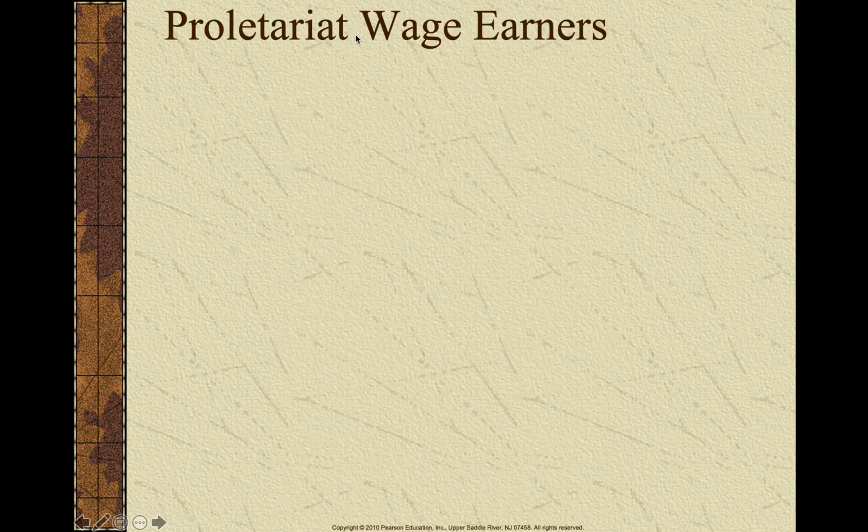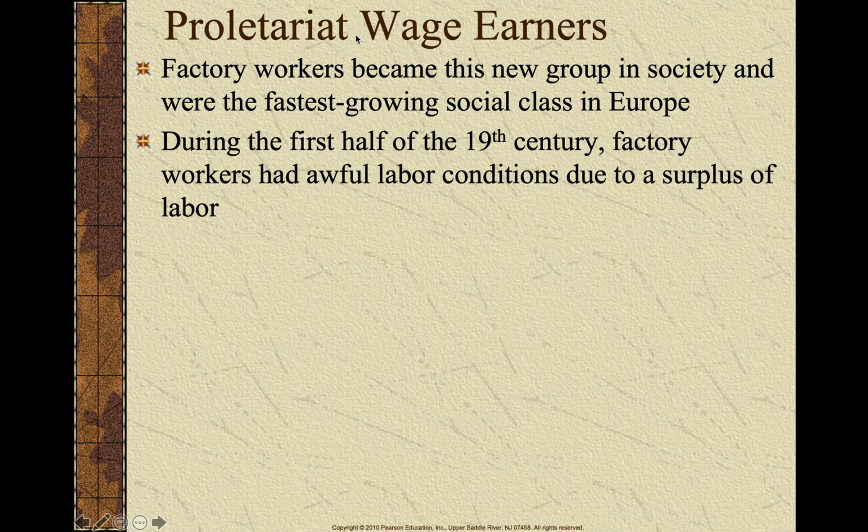Let's continue. All right, so let's talk about the proletariat wage earners, ladies and gentlemen. The factory worker is going to become a new group in society. And this is really important, ladies and gentlemen. I want you to take out a highlighter, a pen, circle, star. This is very important for us. We are starting to see the working class. The factory worker, this working class, is going to become a new group in society. It's going to be the fastest growing social class in Europe, ladies and gentlemen, and they are going to become a dominant force politically, socially, and economically.